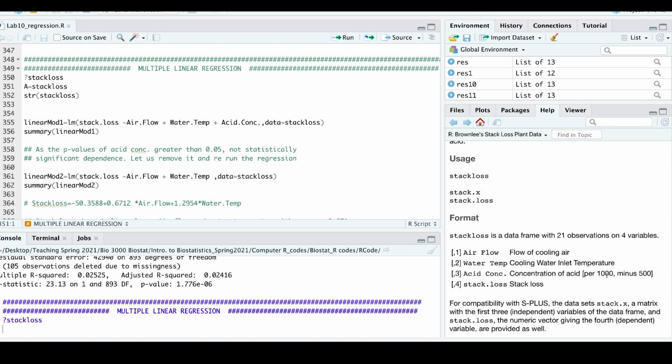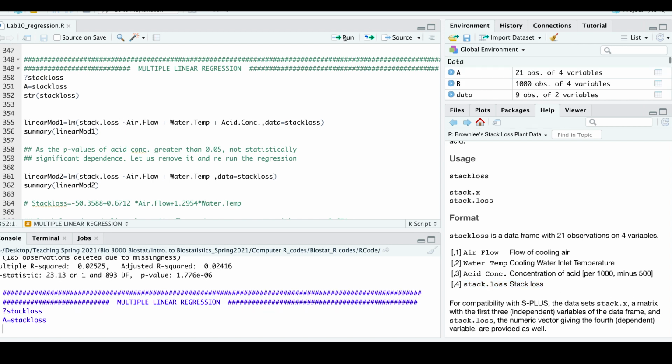Okay, whatever they measured, in whatever unit, we are just trying to find out if the stack loss is the output variable, the y variable, and whether it depends on airflow, water temperature and acid concentration or not. That's what we want to do. So all these variables are numerical variables. Okay, let us look at that.